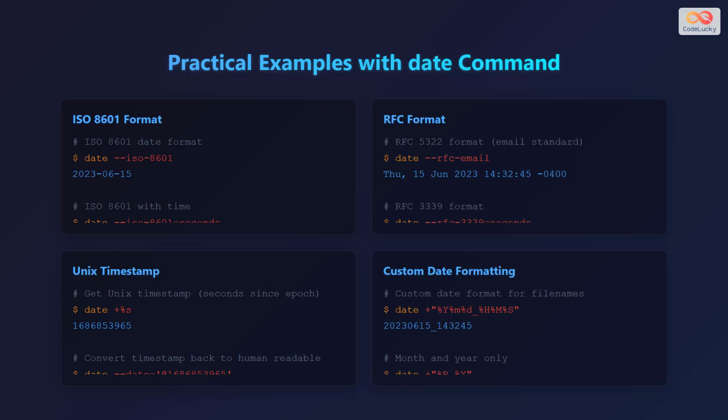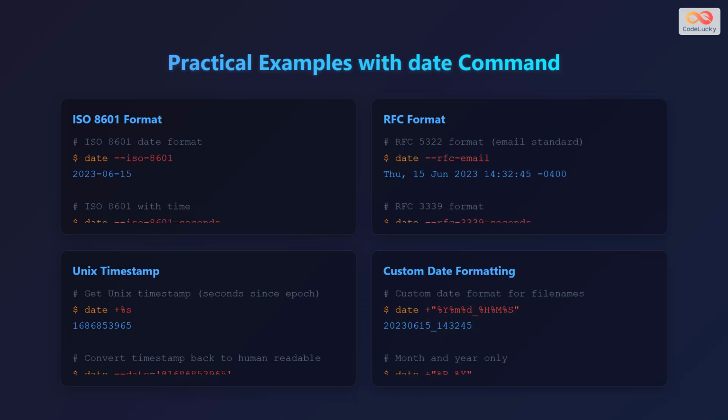This will output a single number representing the current timestamp. To convert a timestamp back to a human-readable date, use the command date -d @1686885396. Replace the number with the timestamp you want to convert. Finally, let's create custom date formats for file names.